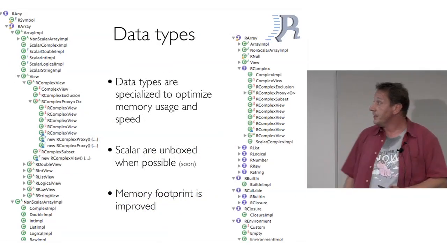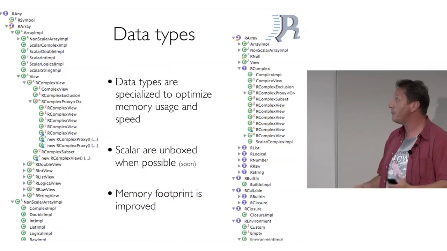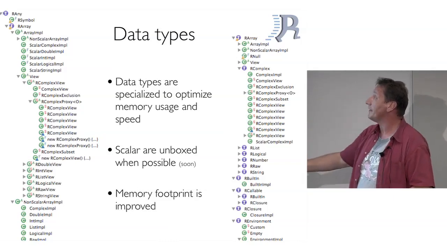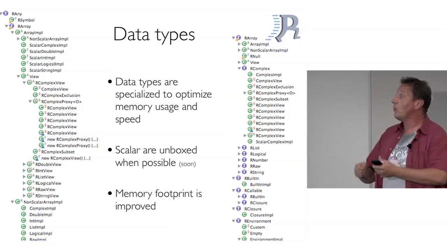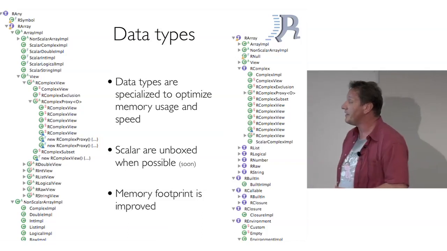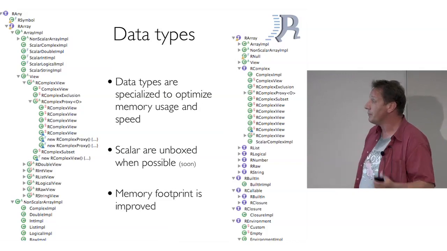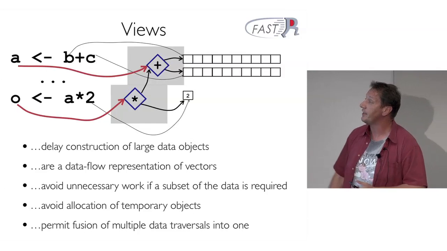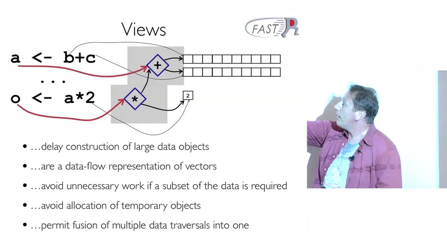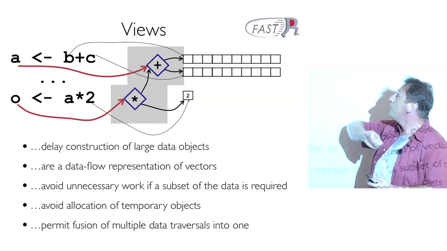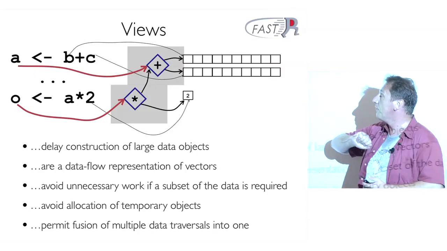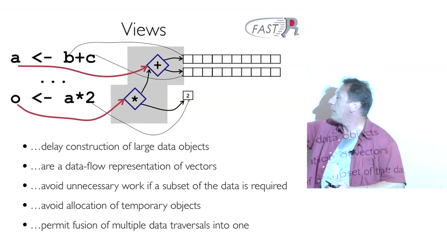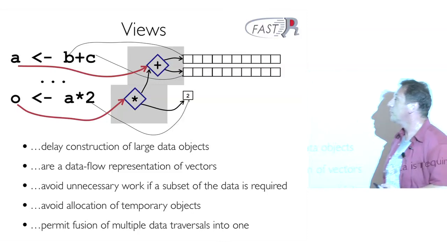Data types. We've specialized the data types a lot. R has very few data types, and this is a partial list of all the data types we have in FastR, and they're all specializations of the basic types for better performance and better space efficiency. To give you an idea of the kinds of specialization we do, look at this. I have a program that adds two vectors, stores the result in a new vector, then takes that new vector, multiplies all the elements by 2, and stores that in a new vector.